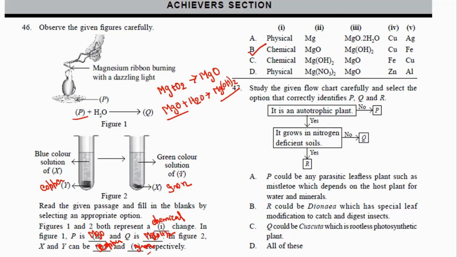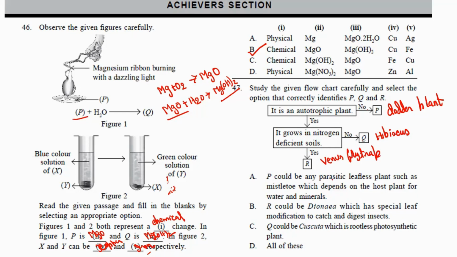Okay. Now we come to question number 47. Study the given flow chart carefully and select the option that correctly identifies P, Q, and R. So it is an autotrophic plant, no is P. So we can take non-autotrophic plant, so this can be dodder plant. Yes, it grows in nitrogen deficient soil. No is Q. No can be any plant. We'll take this as hibiscus only. And R is a plant that grows in nitrogen deficient soil. So this can be Venus flytrap. Okay. So here we have to find out the correct option.